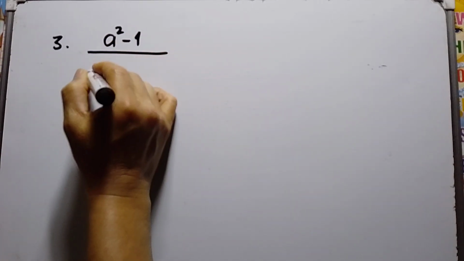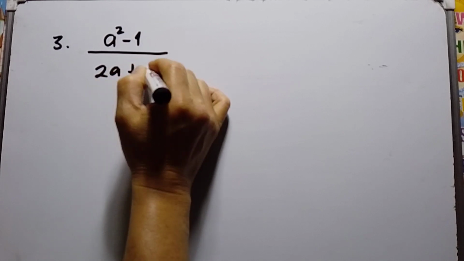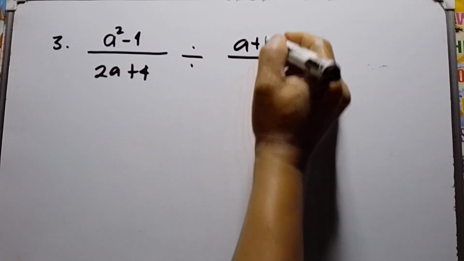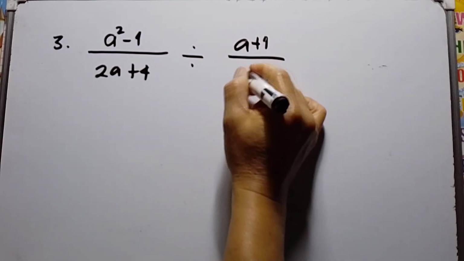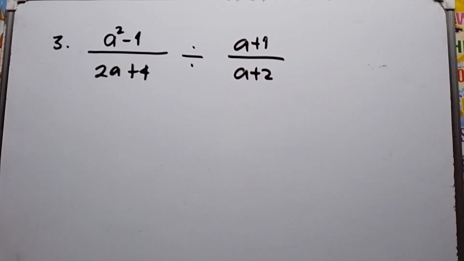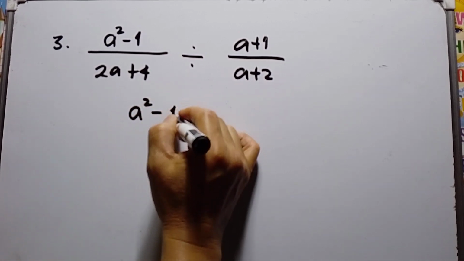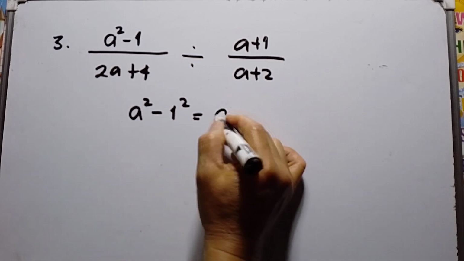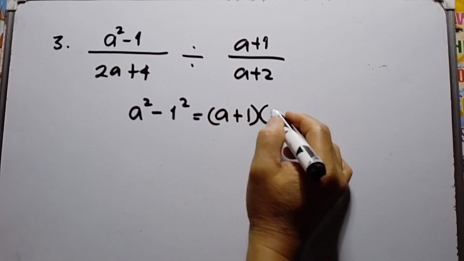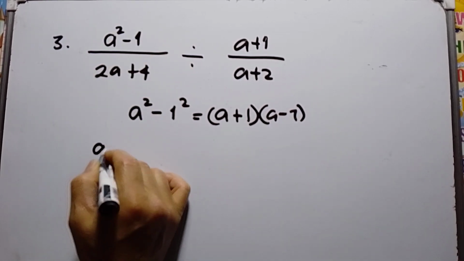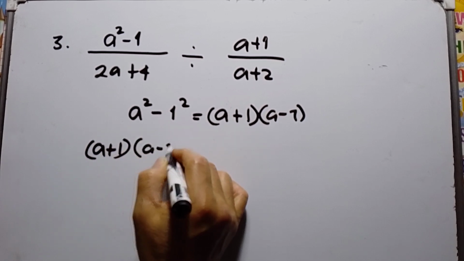Number 3, I have a squared minus 1, and then the denominator is 2a plus 4, divided by a plus 1 over a plus 2. So factor out a squared minus 1. Take note, a squared minus 1 can be written as a squared minus 1 squared. So this is a difference of 2 squares, so it should be a plus 1 and then a minus 1. So these are the factors of a squared minus 1.